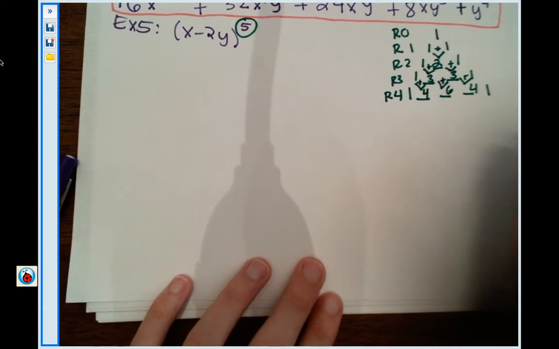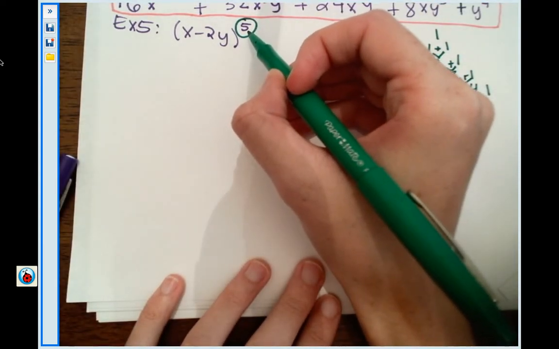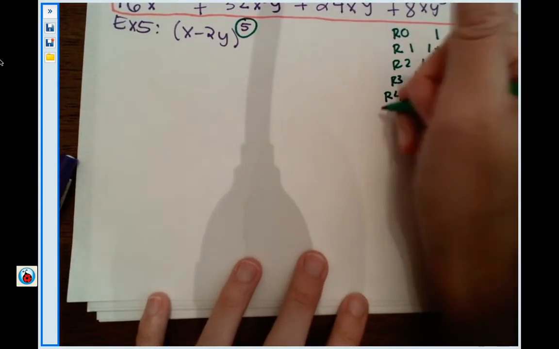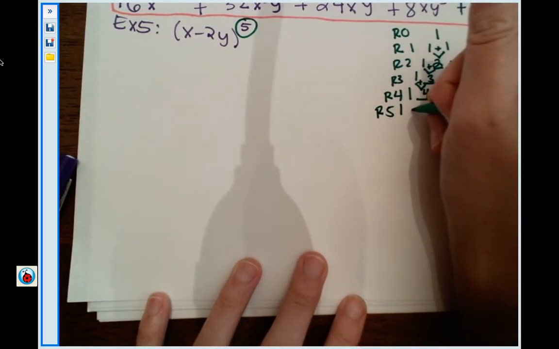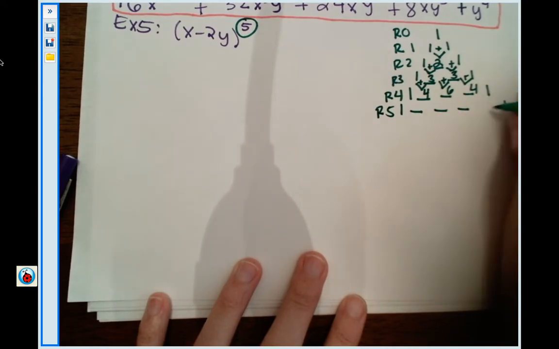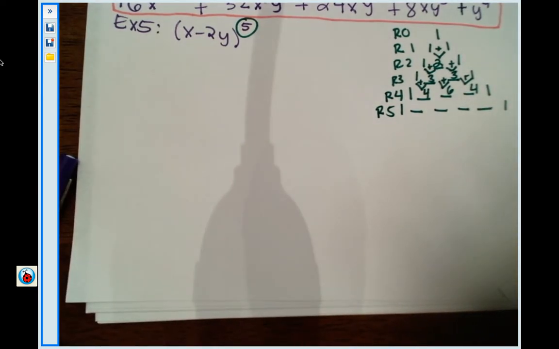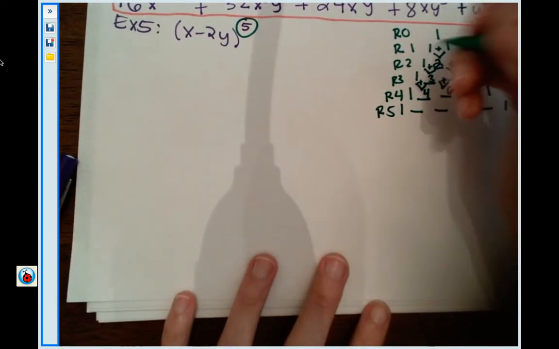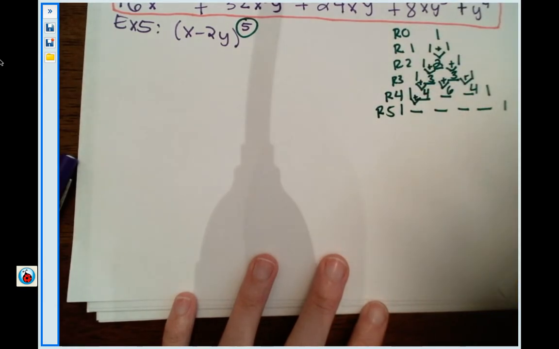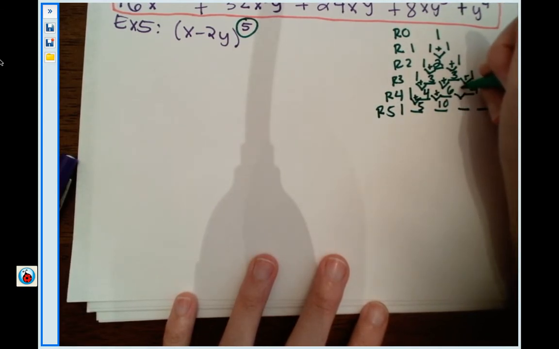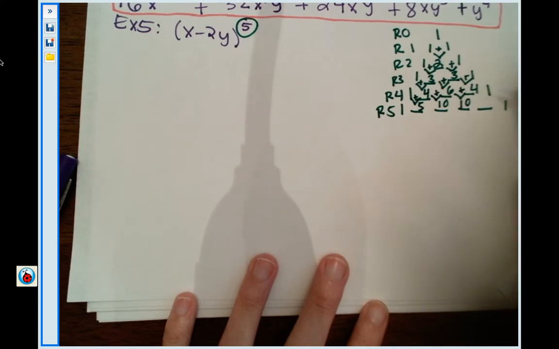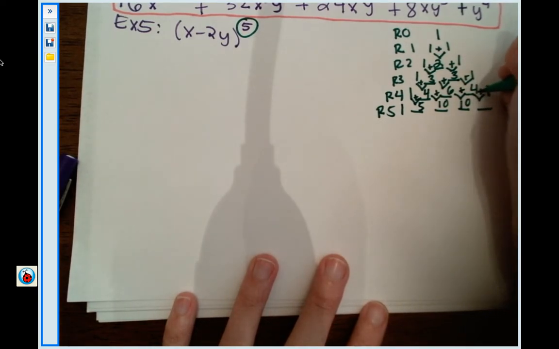And finally, you guys, I have to go all the way up to row 5 because my exponent is a 5. So, row 5. I start with the 1, I end with the 1. I'm going to have 1, 2, 3, and 4 things in the middle. Holy hot dogs. So, I'm going to add these two together. 1 plus 4 is 5. I'm going to add these two together. 4 plus 6 is 10. I'm going to add these together. 6 plus 4 is 10. And holy hot dog, I'm going to add these two together. 4 plus 1 is 5.